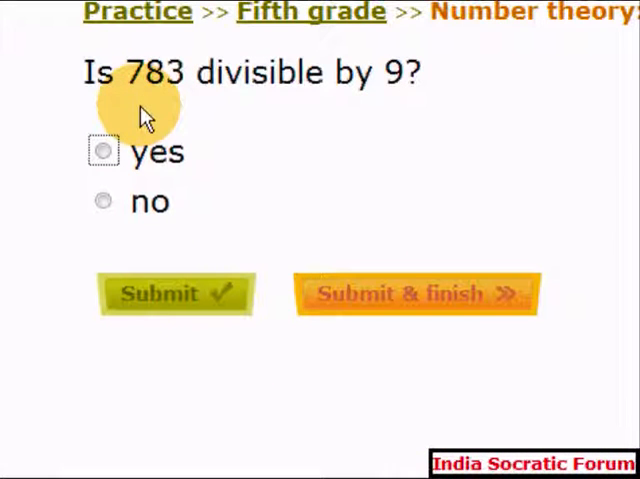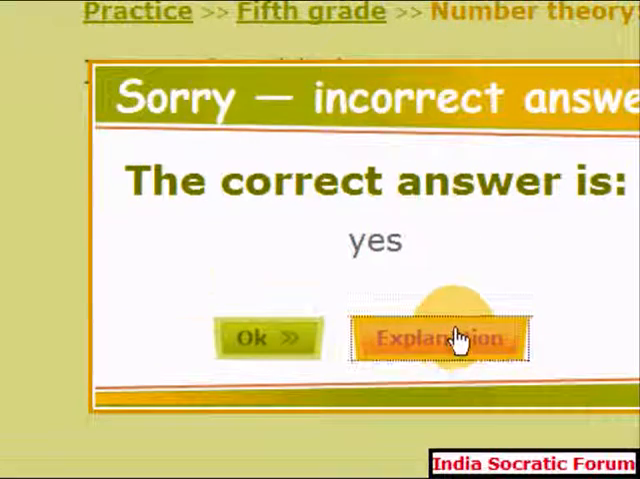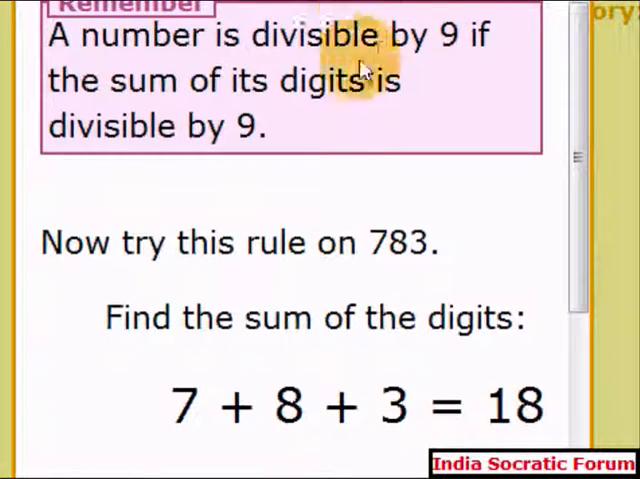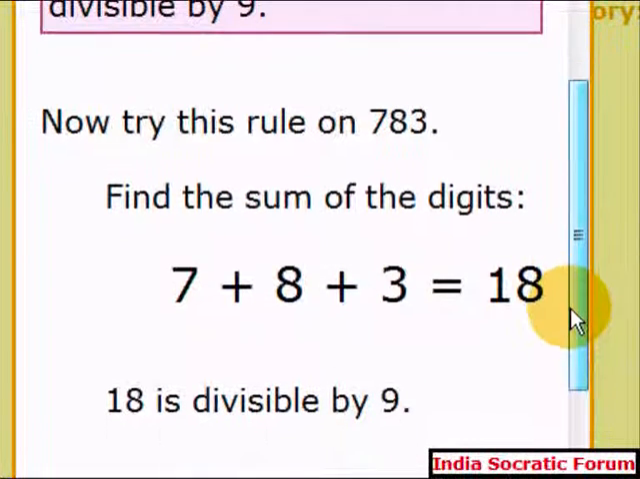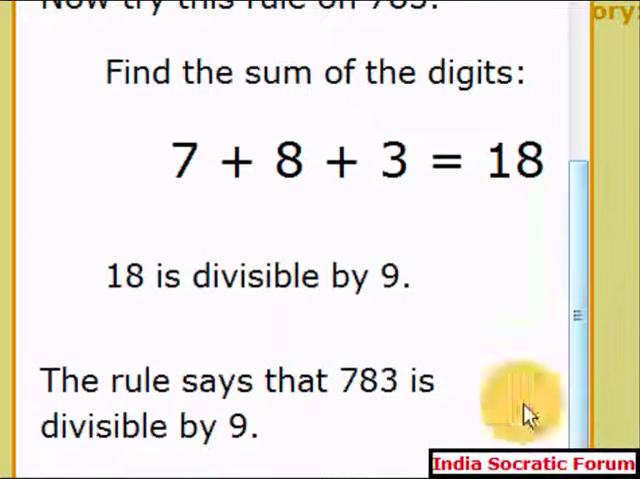Is 783 divisible by 9? The answer is, good job, yes. Because a number is divisible by 9 if the sum of its digits is divisible by 9. Now try the rule on 783. 7 plus 8 plus 3 is 18. 18 is divisible by 9 2 times, right? The rule says 783 is divisible by 9.